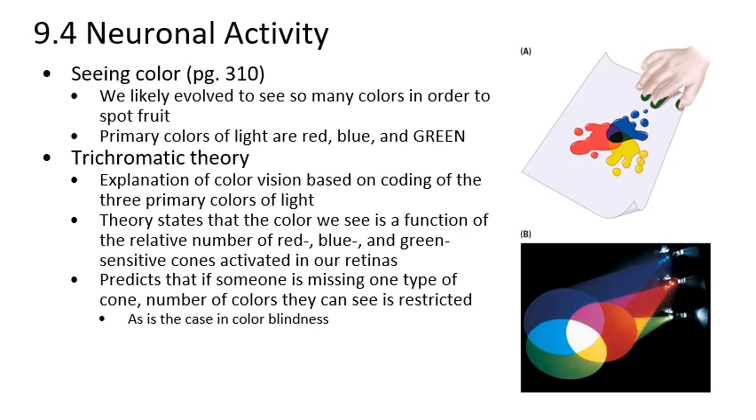Trichromatic theory accounts for very early color processing in our visual system. It's an explanation of color vision based on the coding of 3 primary colors of light. This theory says that any color we see is a function of the relative number of red, blue, or green sensitive cones on our retina being activated. It predicts that if someone's missing one type of cone, the number of colors they see is going to be restricted. So if they don't have red cones, they're not going to see the colors that involve red. And this is true. This is the case in color blindness.